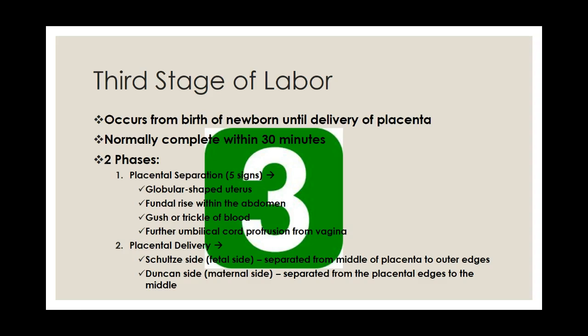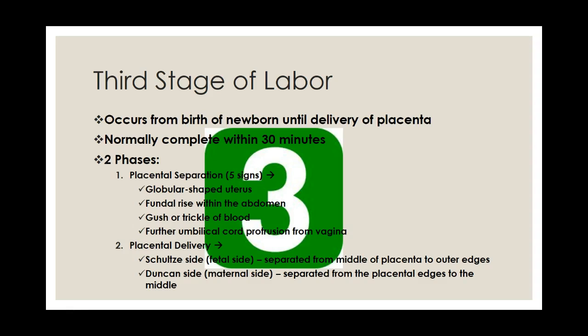So it's important for the labor nurse to note the birth of the baby and what time the placenta is delivered, because if we pass that 30-minute mark, then we really get worried, because we don't want the placenta to be retained, because then mom is at risk for hemorrhage. There are two phases of this third stage. We have placental separation and placental delivery. With the placental separation, we have 5 signs this is happening. So these are things the labor nurse can actually see.